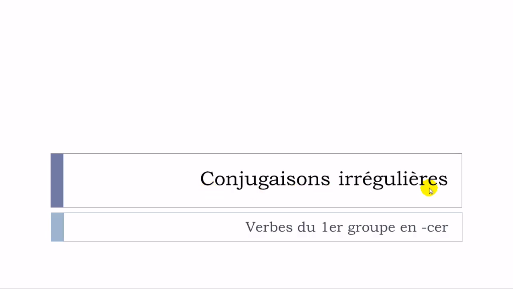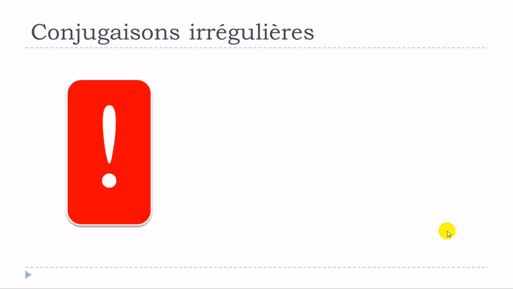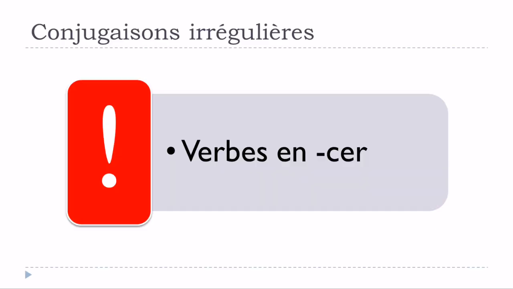Les conjugaisons irrégulières. And when we're talking especially about les verbes du premier groupe en CER. Okay, so if you remember correctly, I told you that when we're talking about the first group of verbs ending with ER, we're talking about regular verbs, which is the case, but then we've got some subgroups, and the verbs in these groups will have to be slightly modified during conjugation for a good reason.